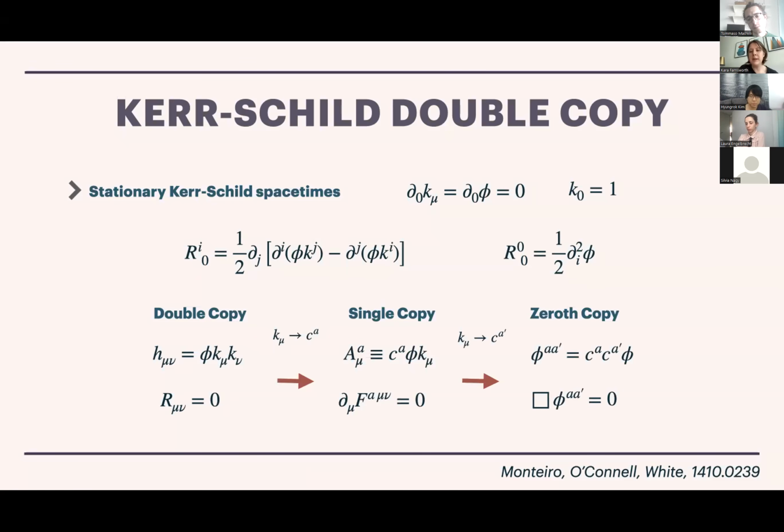And then you can go even further to get the zeroth copy by replacing your last k mu vector with another color factor, and you get a bi-adjoint scalar, and this R00 component of your Ricci tensor, imposing the vacuum equations of motion on the gravity side, gives you box phi 0, which is the linearized equation of motion for the bi-adjoint scalar. So this is a nice little story. You can do this color-kinematics thing on the classical side, and you get sort of a similar story to the usual amplitudes. But the color factors here are trivial, so I'm going to drop them from now on.